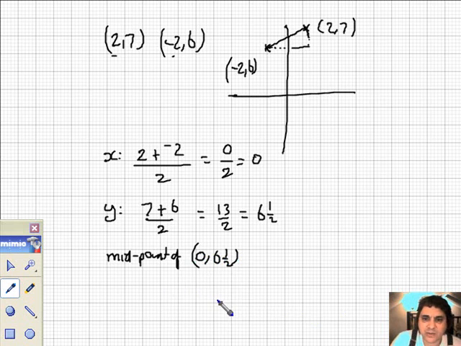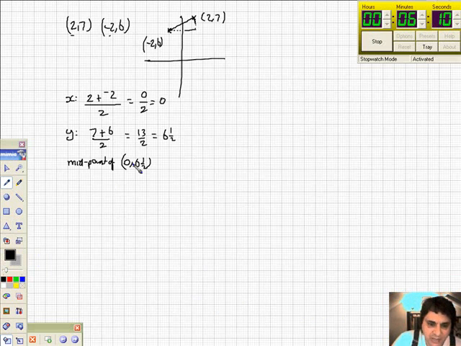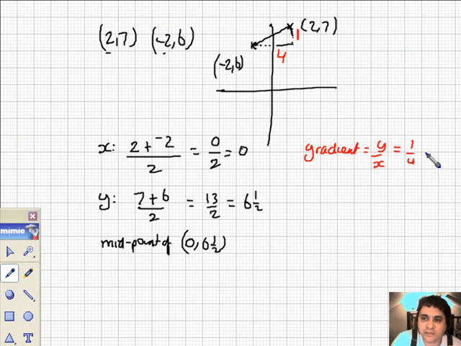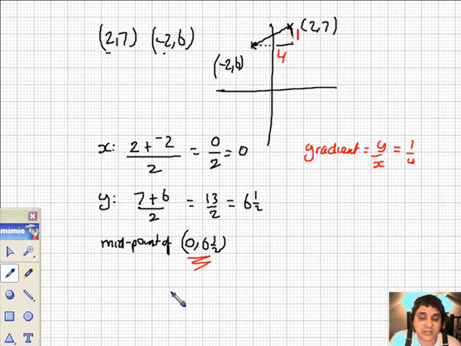Gradient time. How do we get the gradient? Alright, let's do a little picture. The gradient is going to be the step in that direction, and I've gone from 6 to 7, it's only 1 unit, and from minus 2 to 2, that's going to be 4 units across. So my gradient is going to be my y divided by my x, which is going to be 1 divided by 4, which is a quarter. Now my intercept. Now this is tricky, and now I know I've worked out the midpoint. I didn't need to do that, but I knew it was going to be significant in terms of the answer.